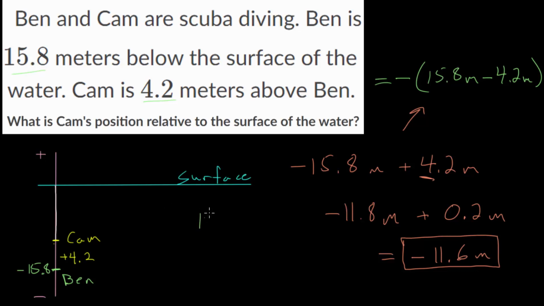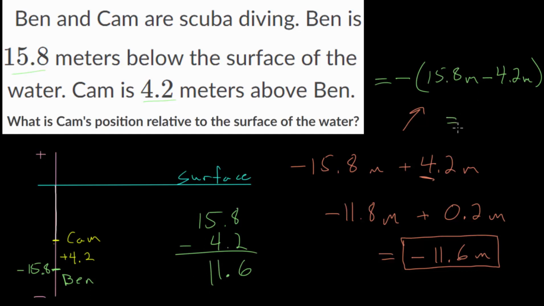So let's write 15.8, and we're subtracting 4.2. And remember, with adding or subtracting decimals, we just line up the decimal and then carry out our addition or subtraction. We do 8 minus 2, which is 6. The decimal just comes straight down, and 5 minus 4, that's 1, and 1 minus 0 is 1.